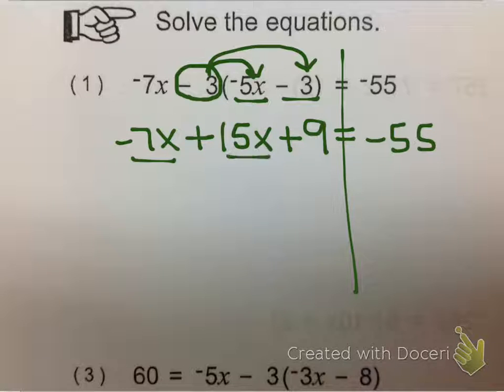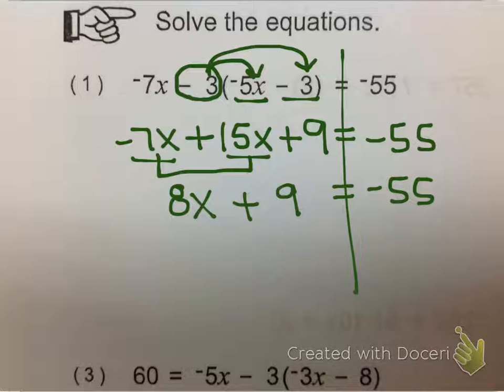And this is like we've got a minefield. We don't want to walk through that. So we need to get those together, and negative 7 and 15 positives will be 8 positives. I don't need to put the positive in front of the 8. Bring down the plus 9.